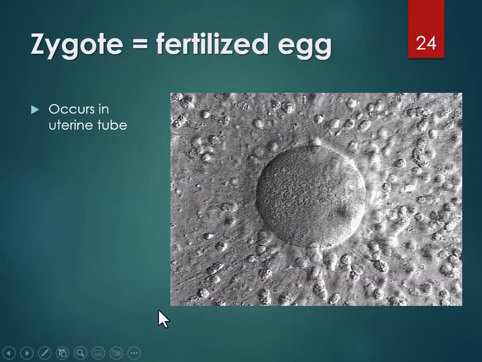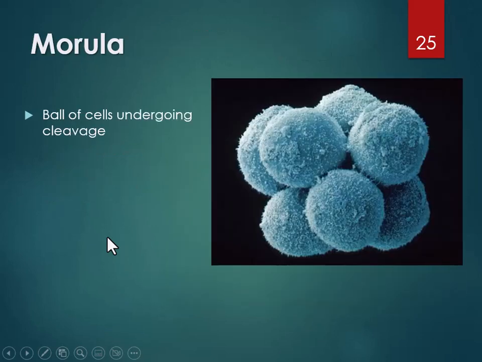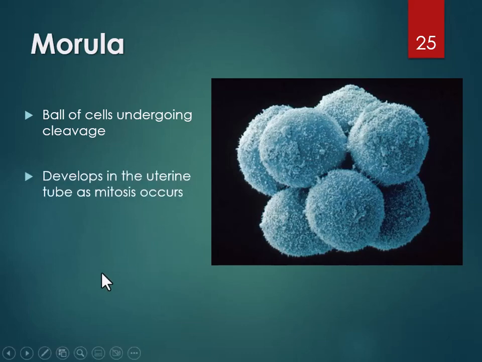So here's some pictures. Fertilization happens again in the uterine tube. It takes about 24 hours before you start to replicate, before mitosis starts. And you have a morula undergoing cleavage, and the cells are getting smaller because as they divide, you only have a certain amount of volume, right? You only have the fertilized egg here. We're not attached to mom yet, so we can't suck nutrients out of mom. Okay, so this is tumbling down the fallopian tube towards the uterus.